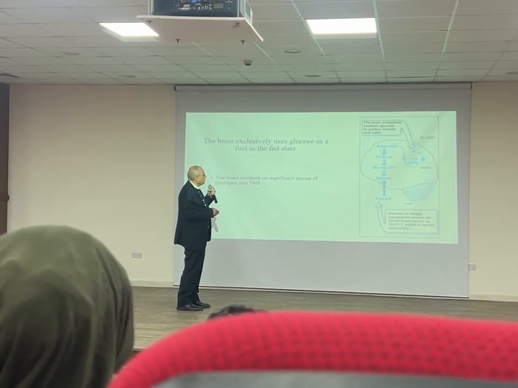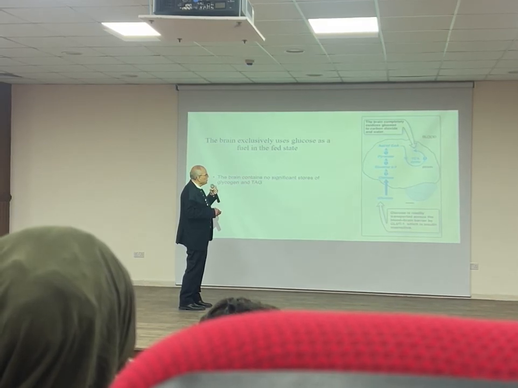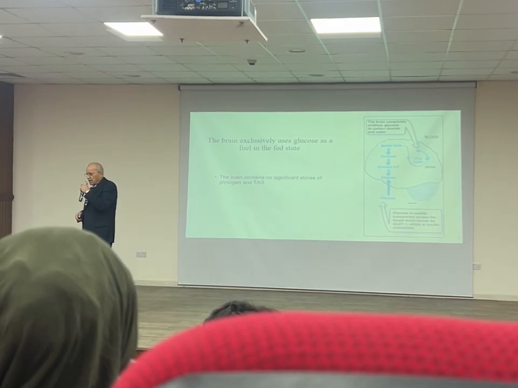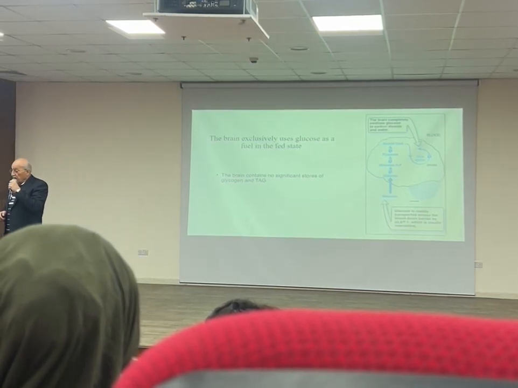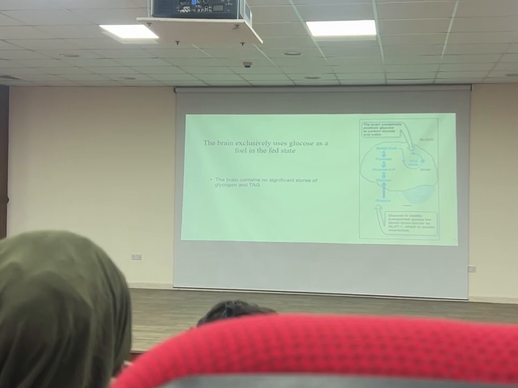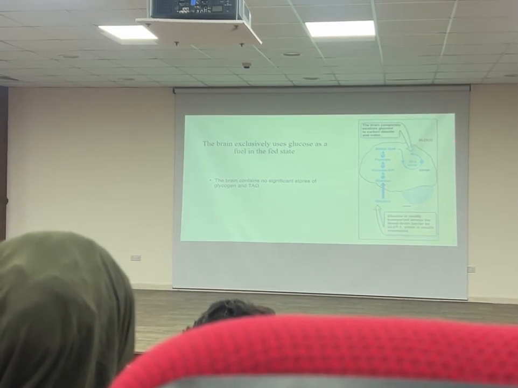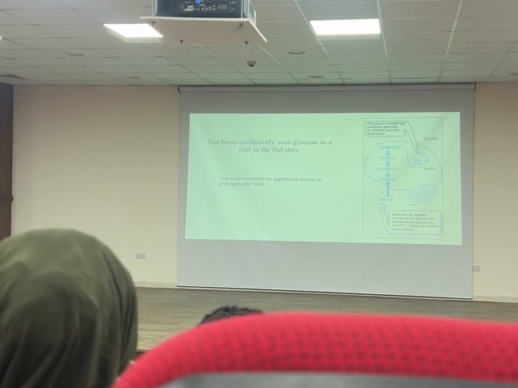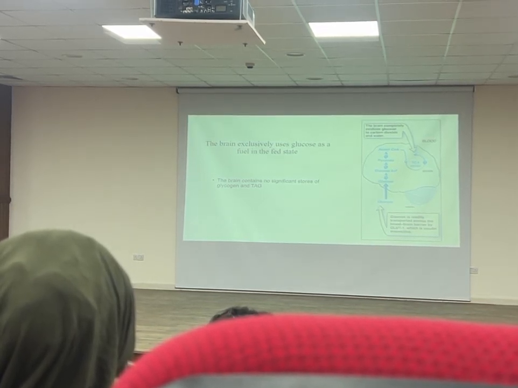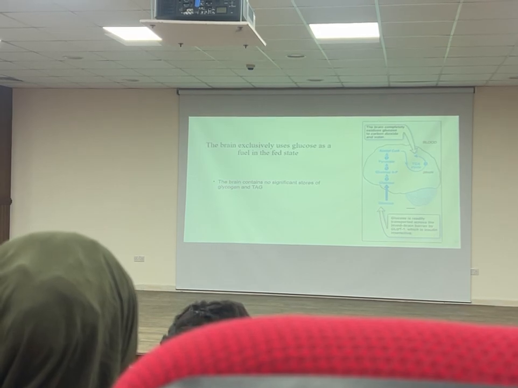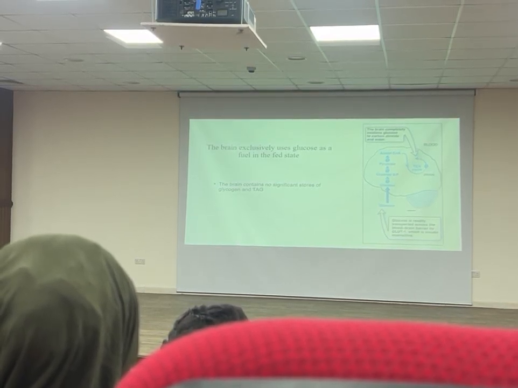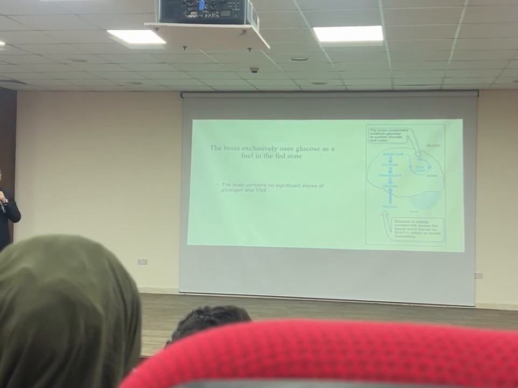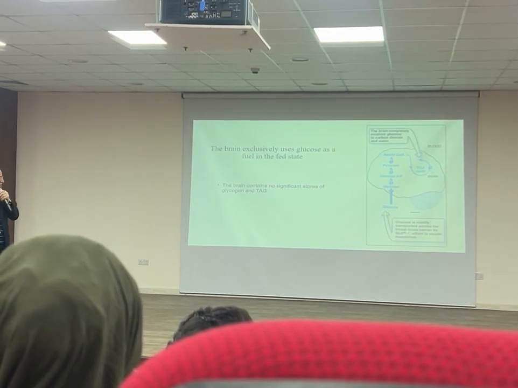Then pyruvate dehydrogenase converts pyruvate to acetyl-CoA, which will be oxidized to produce high amounts of ATP. Under normal conditions, ketone bodies are not used by the brain, but under some stress conditions or abnormal metabolic conditions, ketone bodies will participate in feeding the brain. Fasting or starvation is what we will see next.